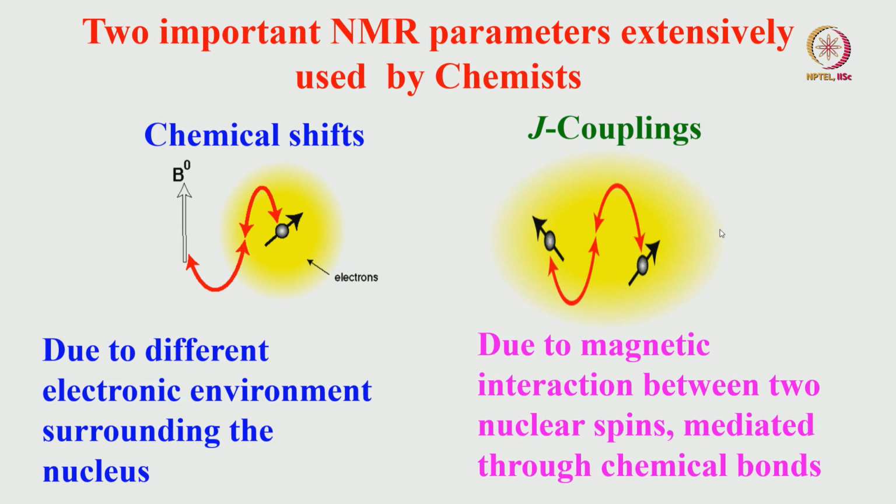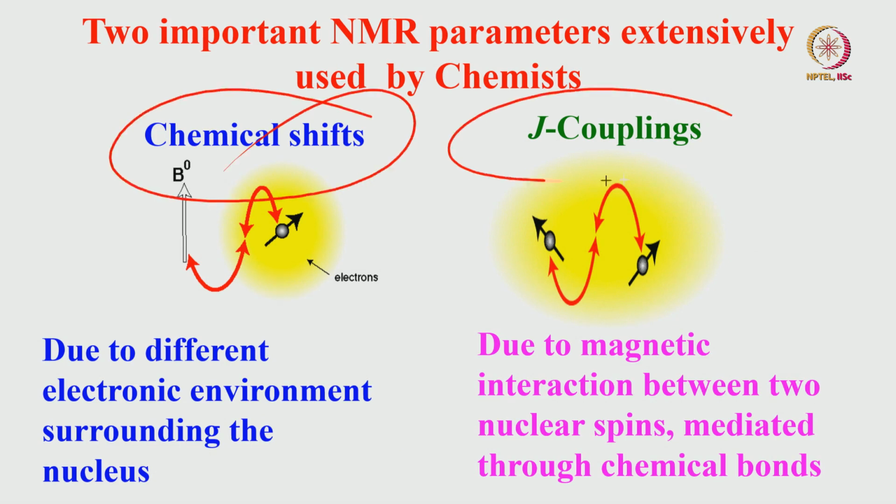But for most of the cases, since we are dealing with isotropic solution state NMR, we have to deal with only chemical shifts and J coupling. We do not need to worry about other parameters at all. In the entire course, we deal with only chemical shift and J couplings. Of course, when we introduce NOE, we discuss dipolar relaxation, etc. But we do not measure the dipolar coupling strengths.